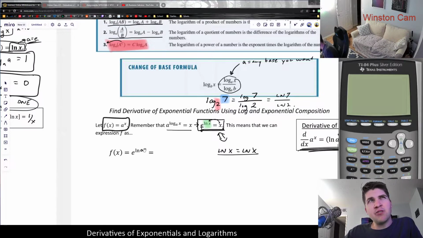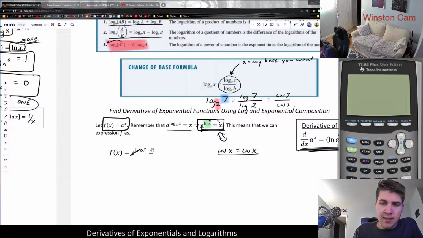But if you're trying to make sense of what is going on here, essentially we have e raised to the ln of a to the x. And remember, e and ln cancel each other out because they're inverses, e raised to the ln specifically. And what that would leave us with is simply a to the x power.